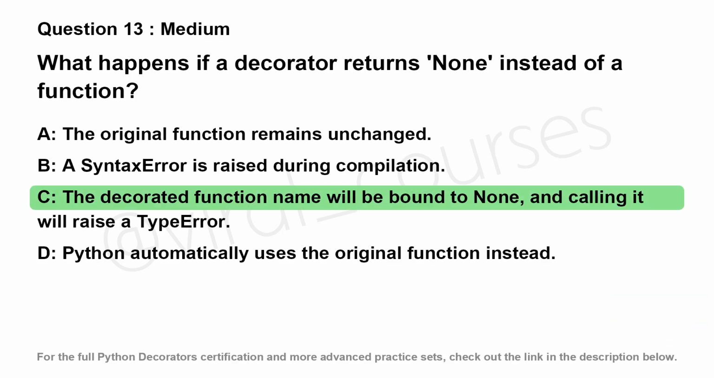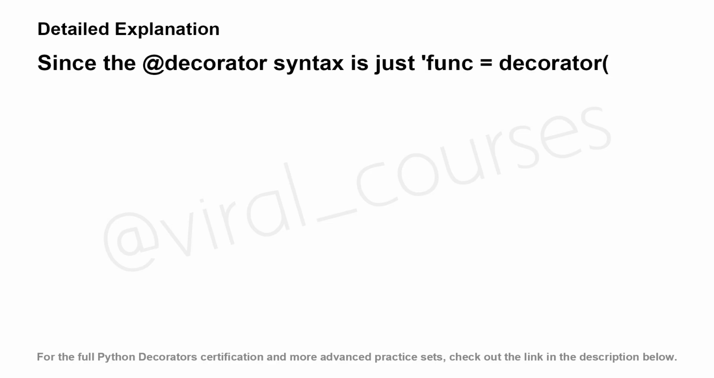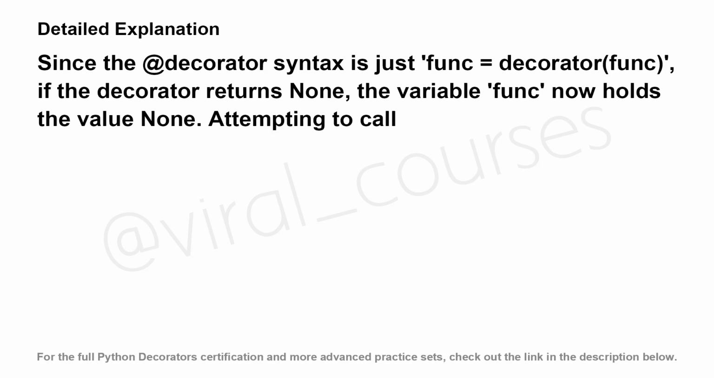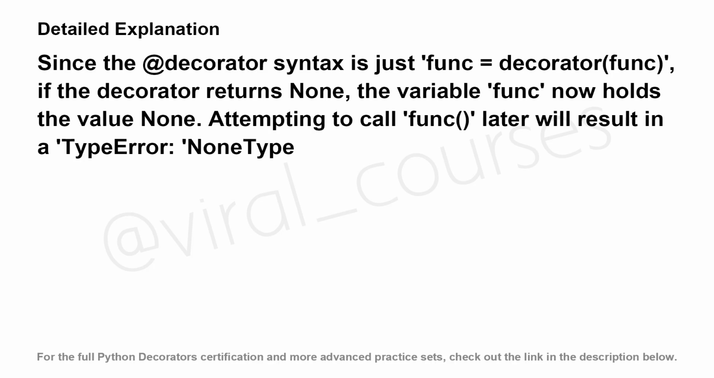The correct answer is C. Since the @decorator syntax is just func = decorator(func), if the decorator returns None, the variable func now holds the value None. Attempting to call func later will result in a TypeError: 'NoneType' object is not callable.